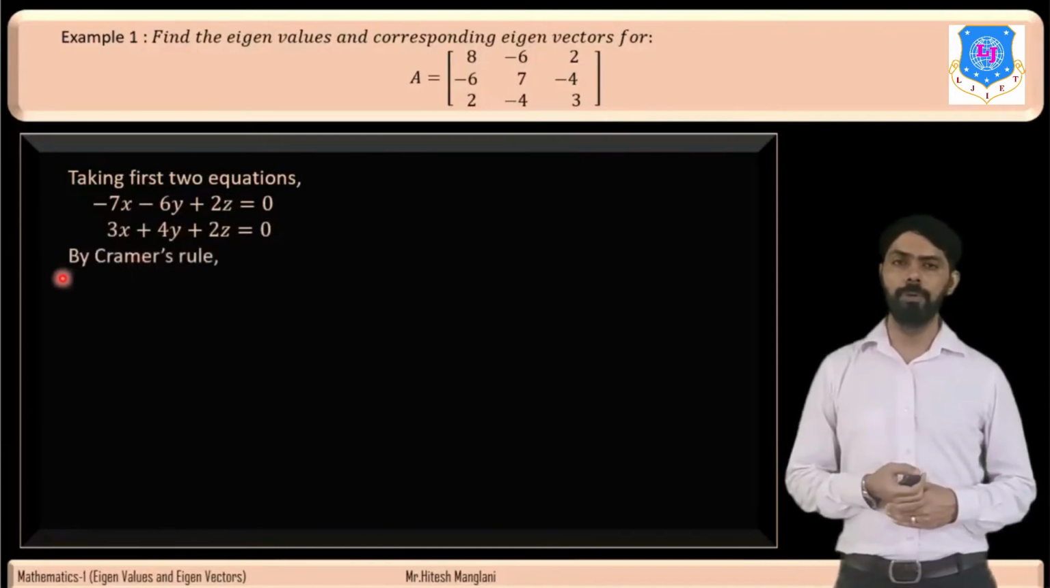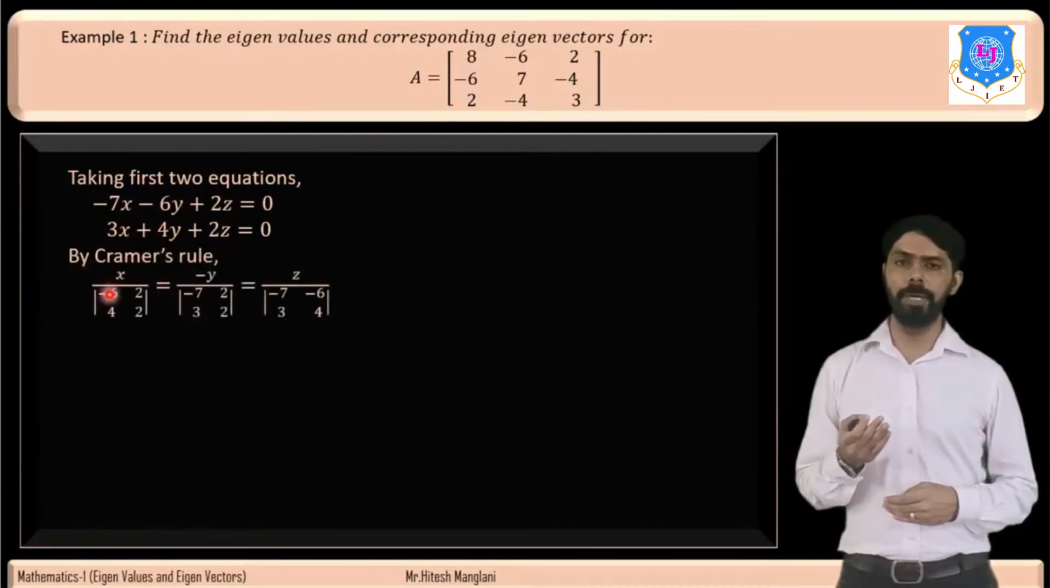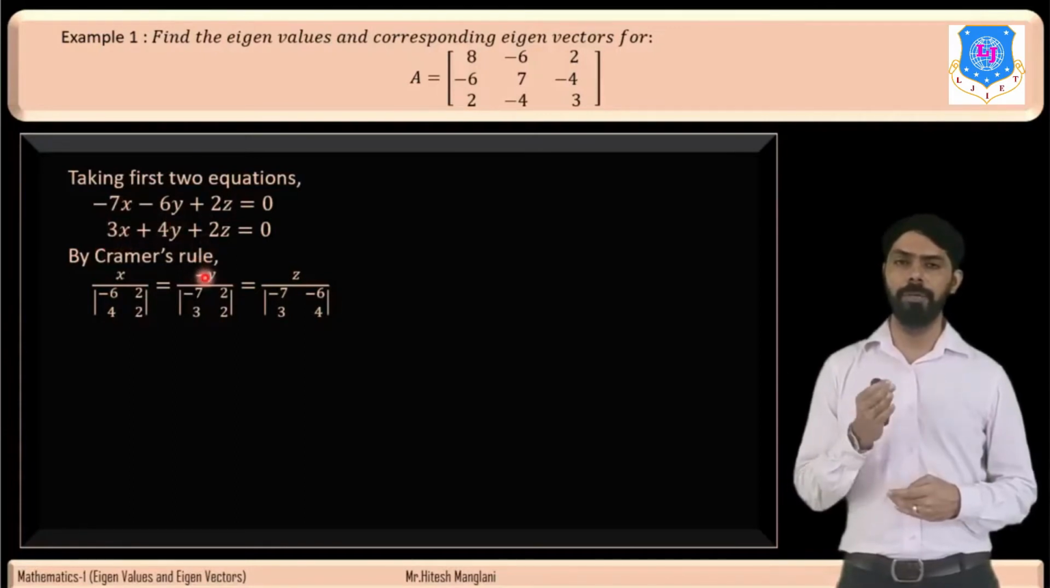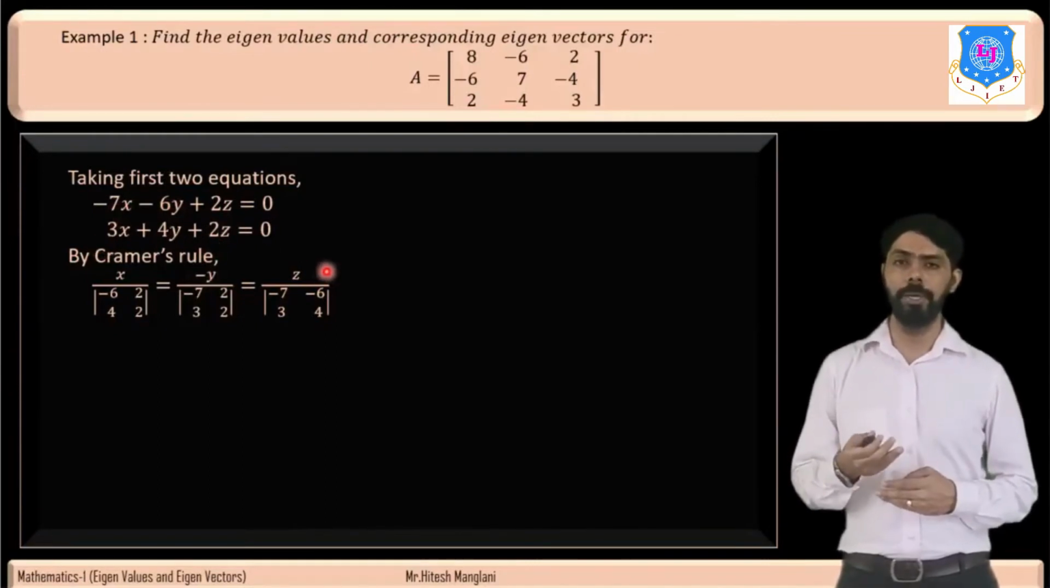Now here we will use Cramer's rule. So by Cramer's rule, x divided by determinant of minus 6, 2, 4, 2 is equal to minus y divided by determinant of minus 7, 2, 3, 2 is equal to z divided by determinant of minus 7, minus 6, 3, 4. So here if we have to write down for x, then we will hide x and write down the coefficients of y and z, and for y, we will hide y and write down the coefficients of x and z, and for z, we will hide z and write down the coefficients of x and y.